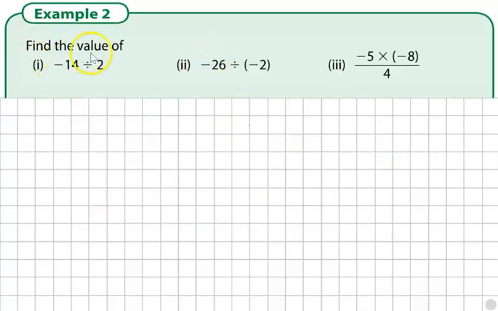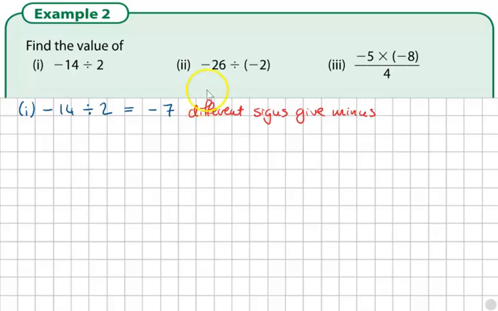Example 2, find the value of -14 divided by 2. So we have different signs give minus, or a minus divided by plus is a minus, and 14 divided by 2 is 7. So we get -7. So different signs give minus.